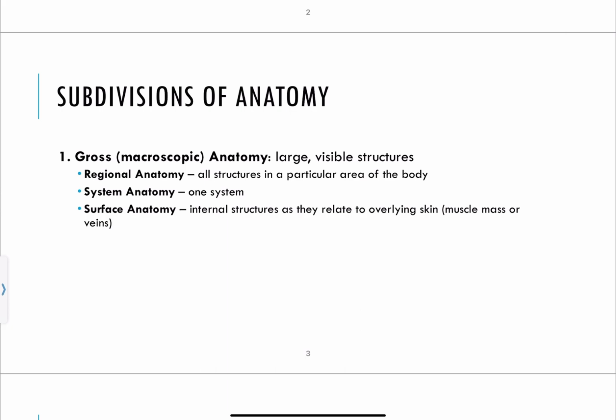If we're talking about systemic anatomy, we're talking about one system. So, for example, your cardiovascular system or your integumentary system. And this is actually how your textbook is broken up, by different systems. And we'll cover, I can't remember exactly how many, but maybe like 5 of the organ systems in A&P1. And then when you hit A&P2, you'll cover the remaining organ systems.